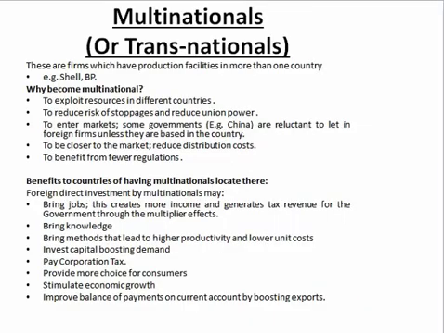Multinationals or transnationals. These are firms which have production facilities in more than one country, such as Shell or BP. Why become a multinational? To exploit resources in different countries, such as cheap labour, to reduce risk of stoppages and reduce union power. If there is a strike in one country, production can continue elsewhere. To enter markets. Some governments, such as China, are reluctant to let foreign firms in unless they are based in the country. To be closer to a market, reducing distribution costs. To benefit from fewer regulations on health and safety, for example.